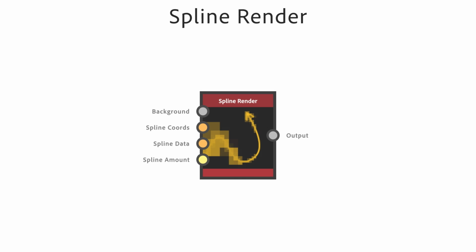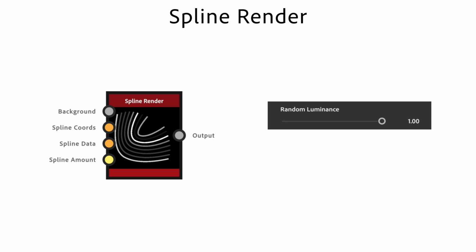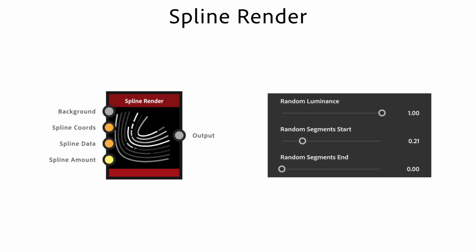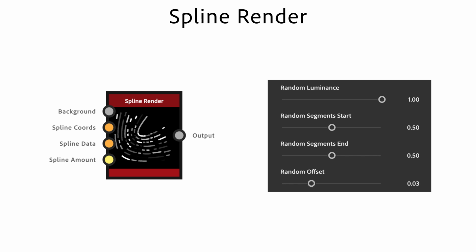The spline render node draws solid line segments along the input splines. Random luminance applies a random grayscale value for each string of uncut segments in a spline. Random segment start and end modifies the probability of cutting segments near the spline start and end. Random offset sets the maximum amount of displacement applied to each cut segment along its normal.